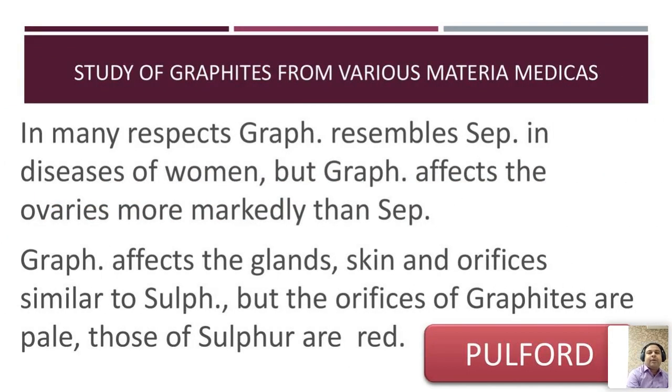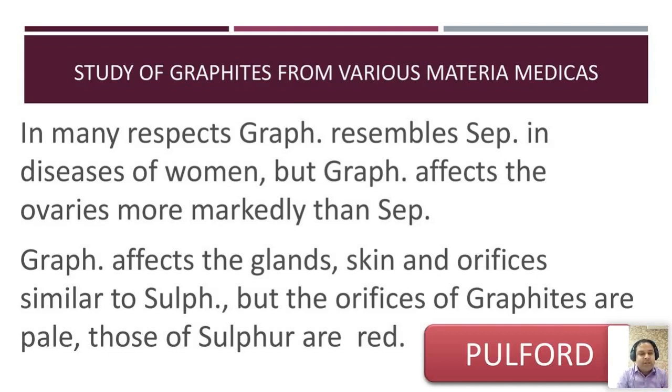So Dr. Pulfer tells us, in many respects, graphitis resembles sepia in diseases of women, but graphitis affects the ovaries more markedly than sepia. Graphitis affects the skin, glands, and orifices similar to sulfur, but the orifices of graphitis are pale, those of sulfur are red.